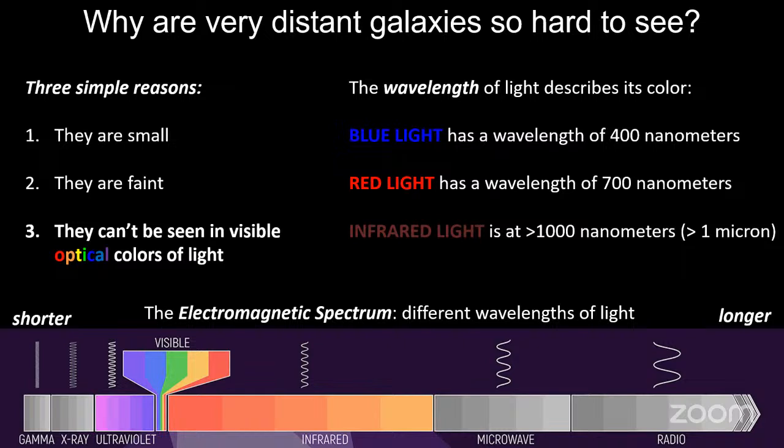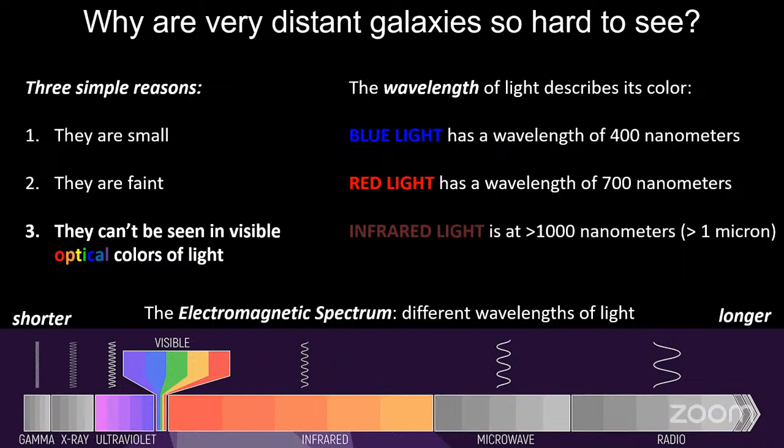All you need to know is that shorter wavelengths of light correspond to different colors of light than longer wavelengths of light. So for example, blue light has a wavelength that we can measure with a certain measure of length or distance of about 400 nanometers. And a nanometer is 1/1000th of a meter. Red light has a wavelength of about 700 nanometers.